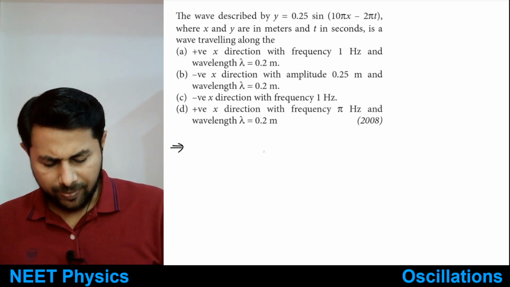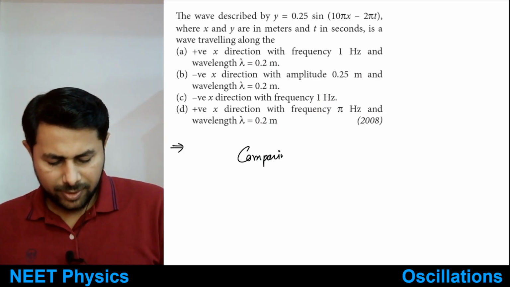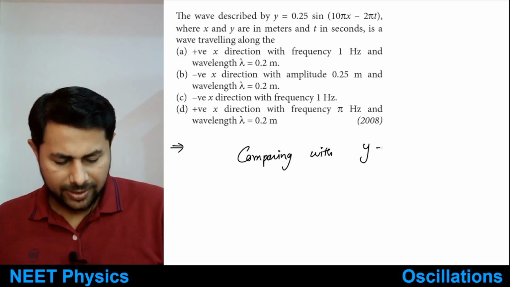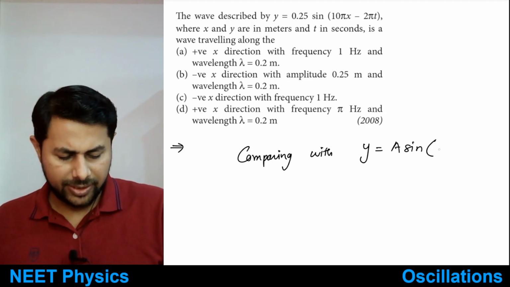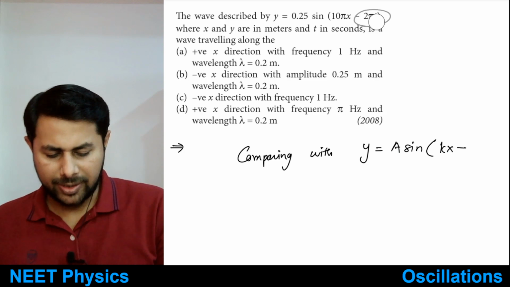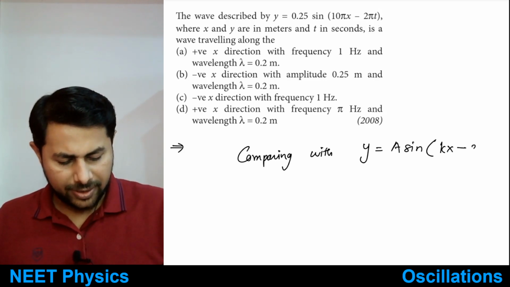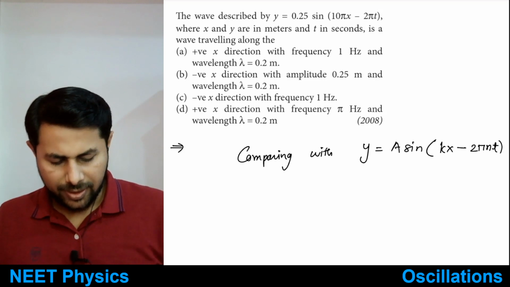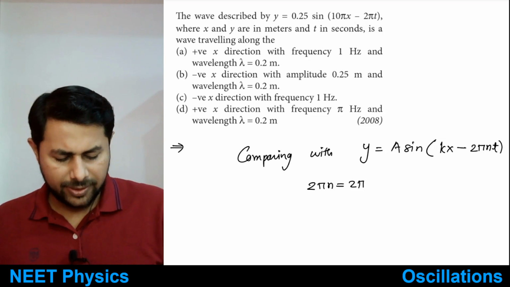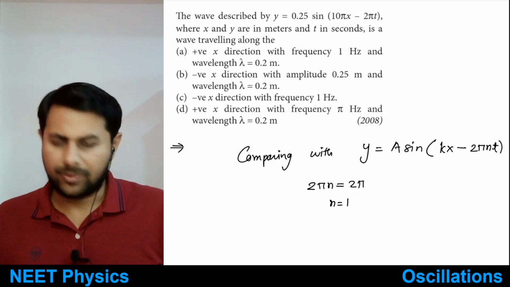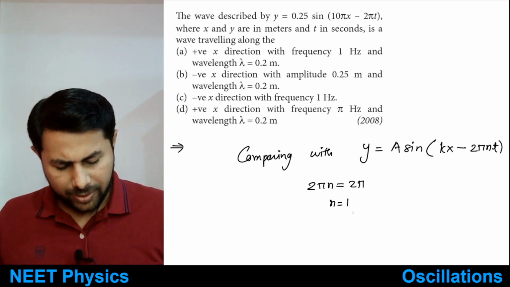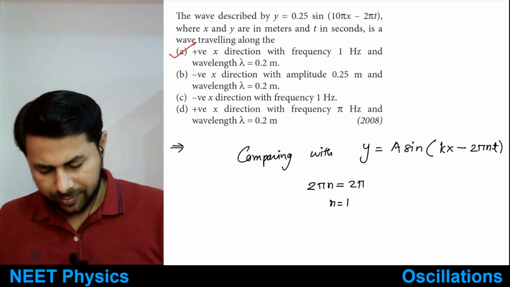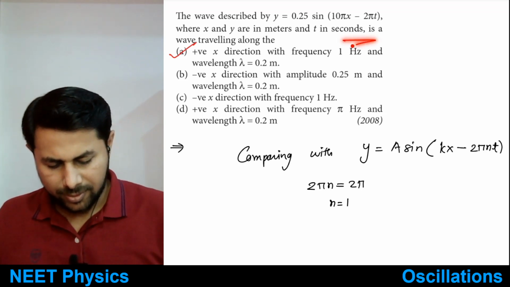So here, comparing with y is equal to A sine of 2 pi x by lambda, or you can say just kx minus omega t, because we want to compare this term only, that is 2 pi nt. You have 2 pi n is equal to 2 pi, which means n is equal to 1 only, right? N is equal to 1, right? So therefore it is option A. Okay, this is clear.